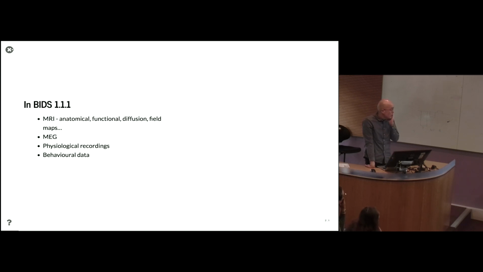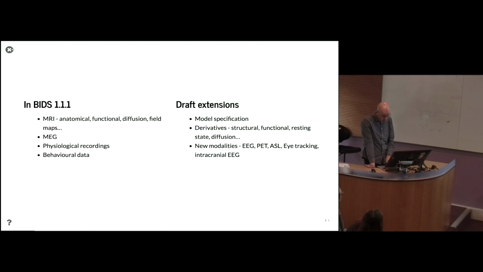So what is BIDS? Well, at the moment, the current release version of BIDS covers mostly MRI, but there is emerging support for other things like MEG data, behavioral data as it relates to neuroimaging. But there are plans to extend this. And if you go on the BIDS website, you can get involved with all of these extensions to make BIDS apply to new imaging modalities or to make BIDS apply to other stages of processing.